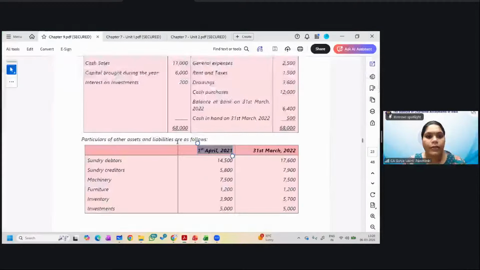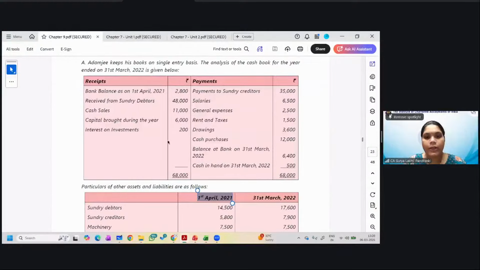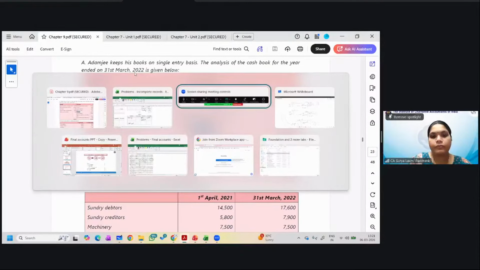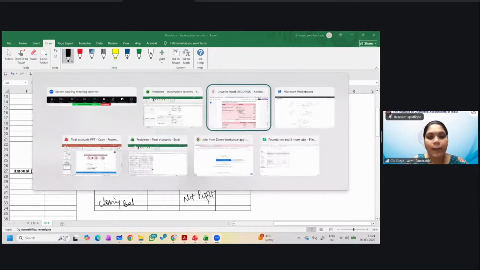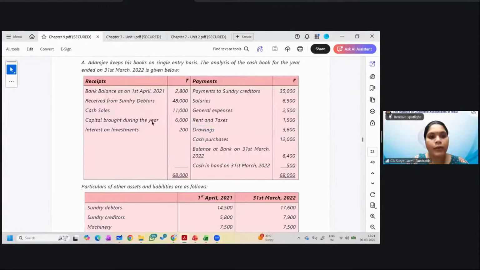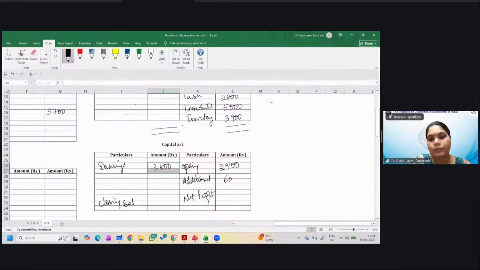Now going back to the question, do we have drawings given? They told drawings 3,600. Can you see that? Drawings 3,600. Okay. And what is the additional capital that is brought in? They told capital brought in during the year is 6,000. So I'm taking this also.